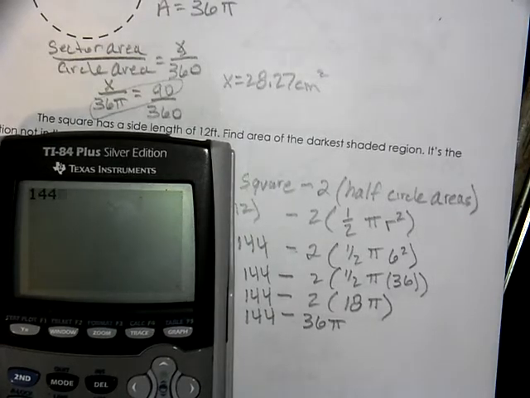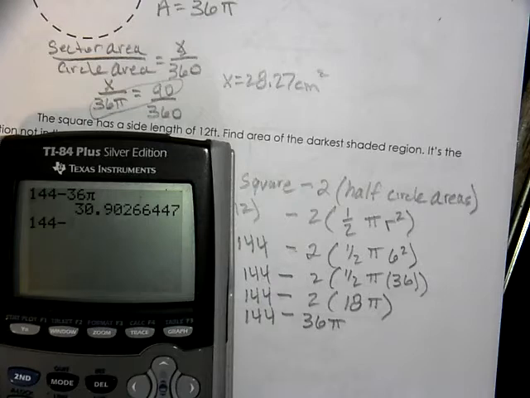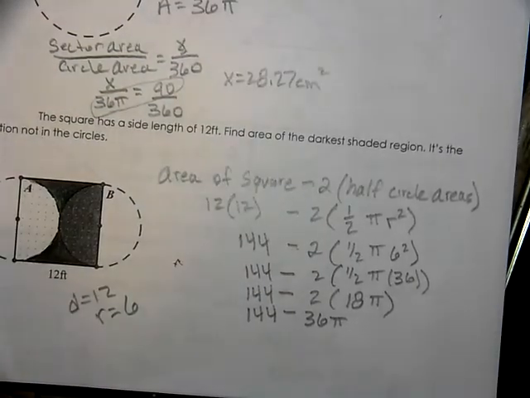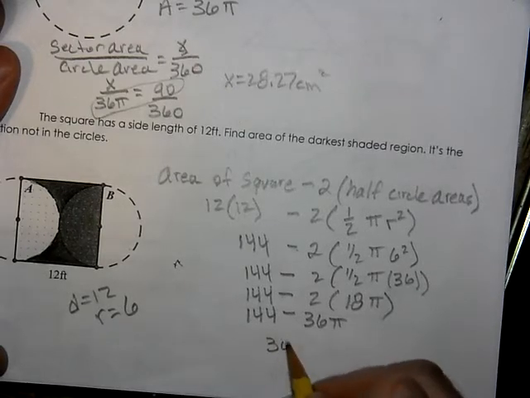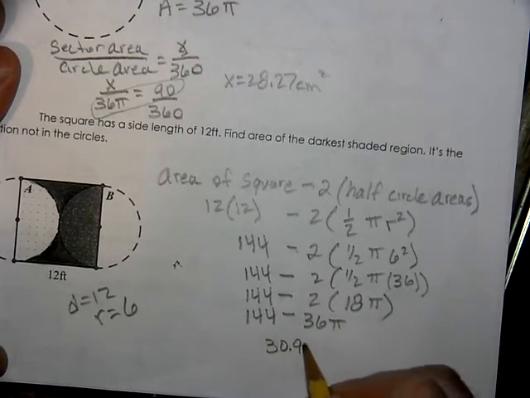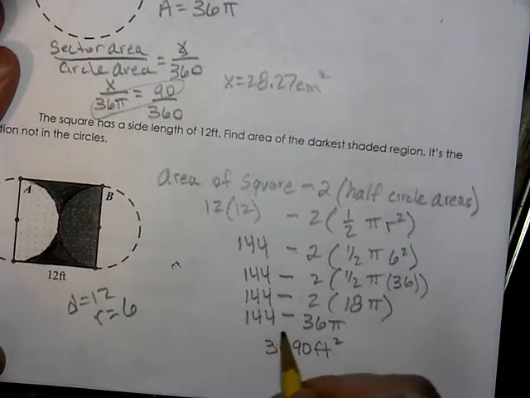So we're going to take 144 and minus this 36 pi. Let me be sure that that came out right. 144 minus this whole quantity of 36 times pi. And of course that worked out just fine. So we have 30.90. And those are in feet, and it's area, so it's squared.